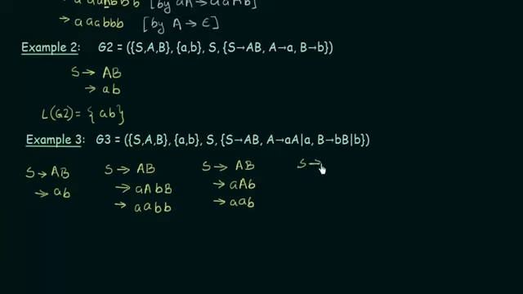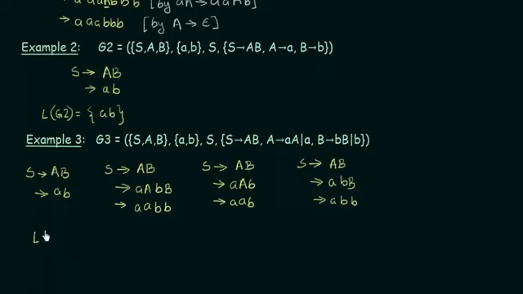And let's see one more. S gives AB, and now instead of A I will write small letter a, and then instead of B I will write BB. This is another choice that I can make. And this A comes as it is, this B comes as it is, and instead of this B now I will take small b, ABB. So this is another string that can be formed. So depending on the choice of production that you take, you can generate many strings using this grammar G3.